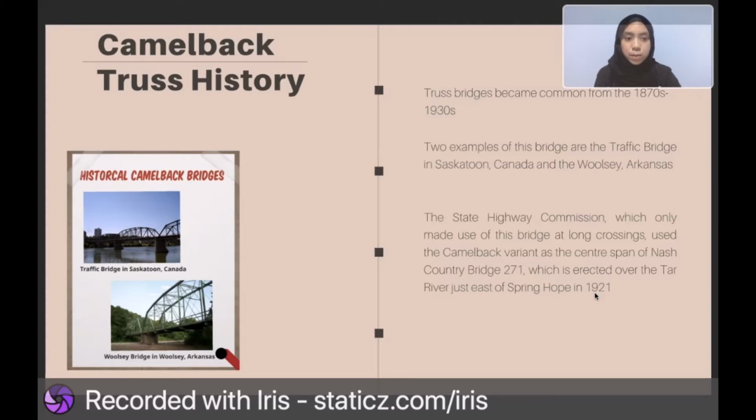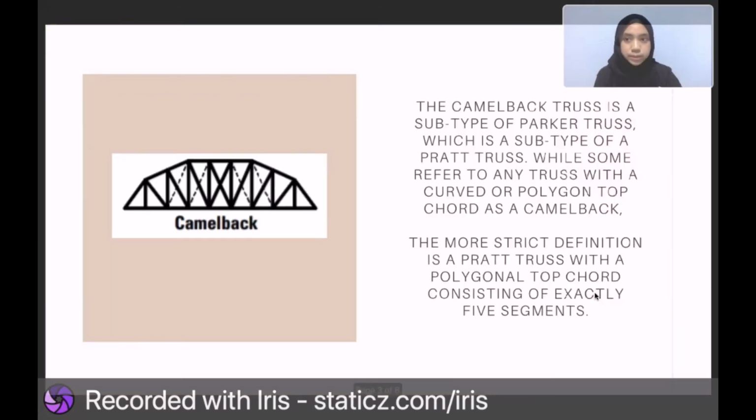The State Highway Commission, which only made use of this bridge at long crossings, used the camelback variant as the center span of Nash County Bridge 271, which is erected over the Tar River just east of Spring Hope in 1921.